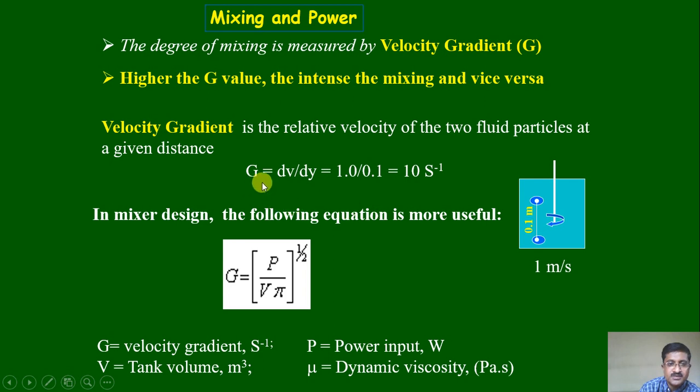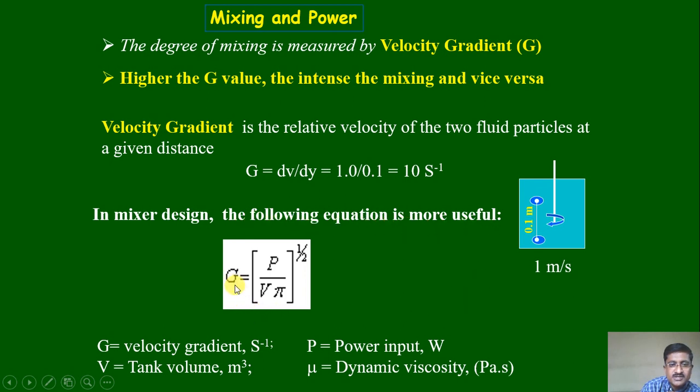And that G is given as dV by dy. So in this case, as the example, it is 1 divided by 0.1, which is 10 per second. You can see this distance is given here. This is the velocity for the calculation of the velocity gradient. Two particles are there at a distance of 0.1 meter, and you can see the velocity is 1 meter per second.